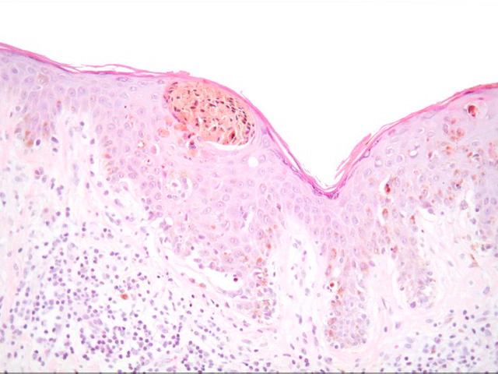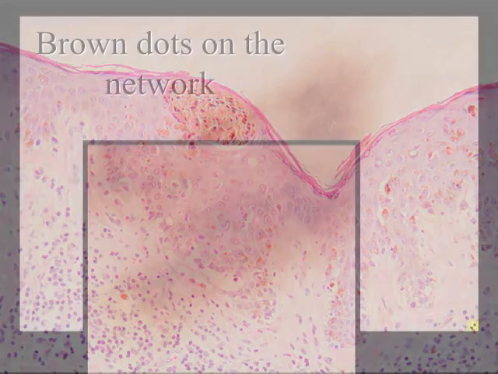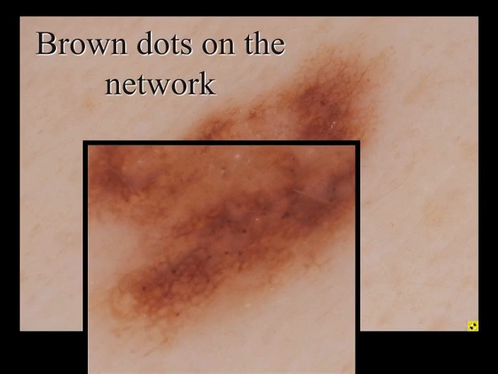Now, brown dots, when you see these, you have to look at their association with a network. If the brown dot occurs right on top of the network, you can ignore them. If the brown dot is not adjacent, not right on top of the network, it becomes worrisome. So here, notice the network lines, and each of the brown dots is right on top of the network line. That is benign. You do not have to worry about them, no matter where within the lesion they are.